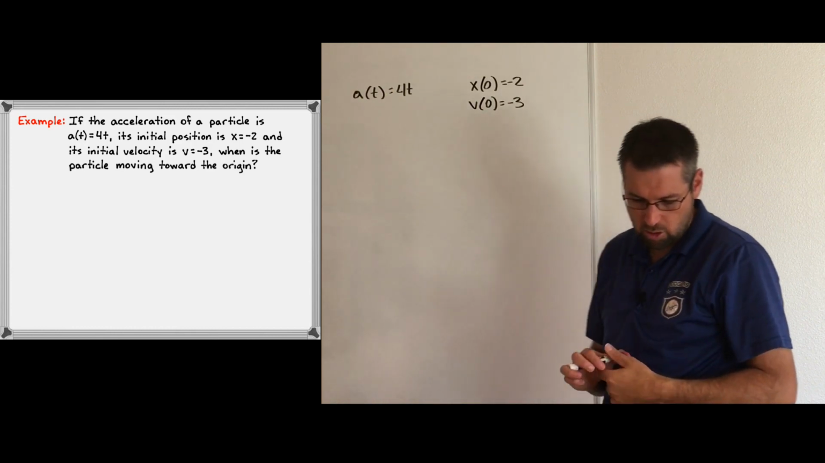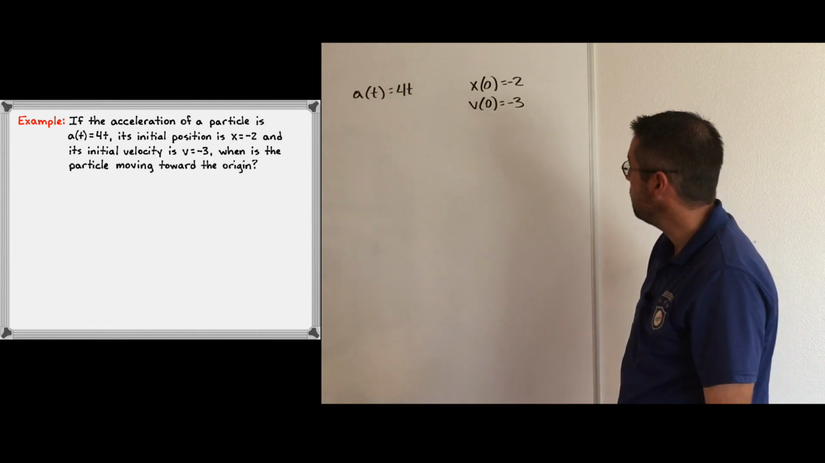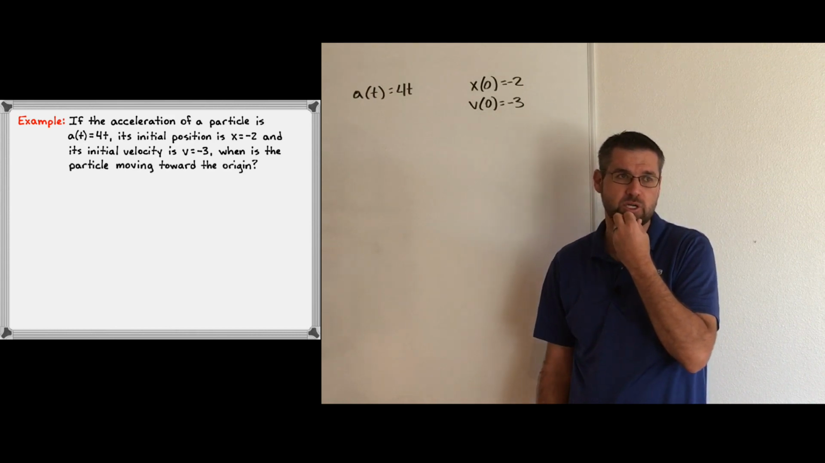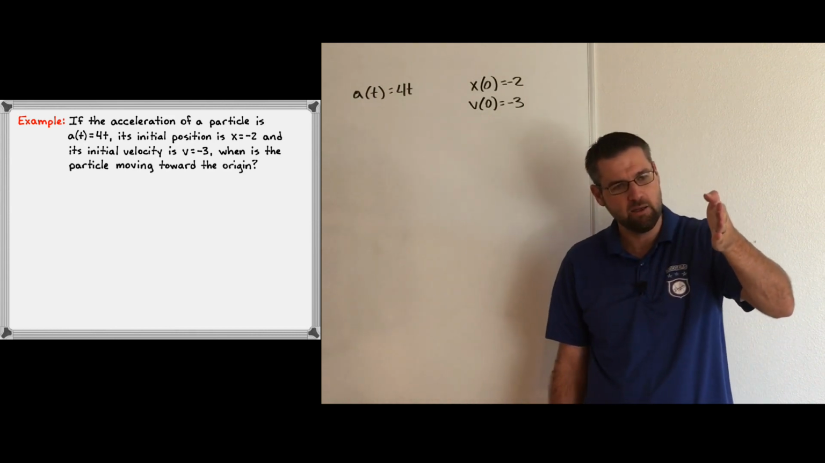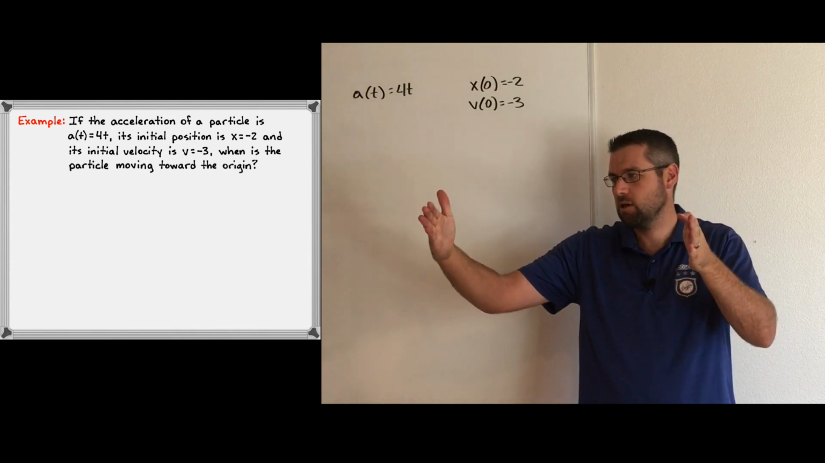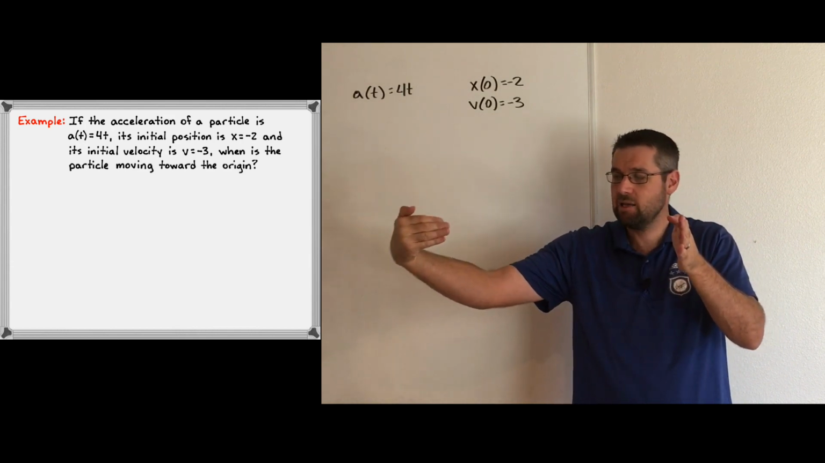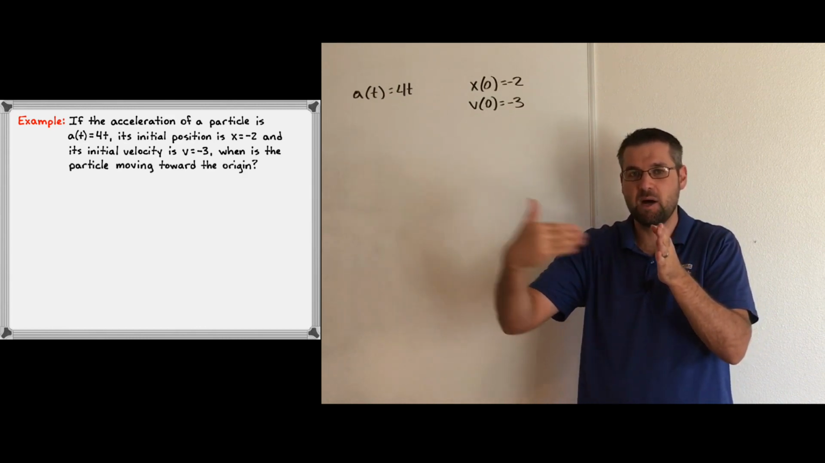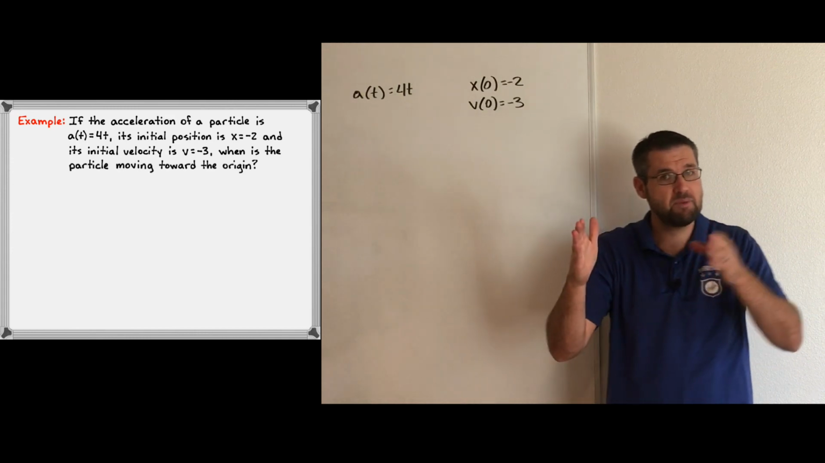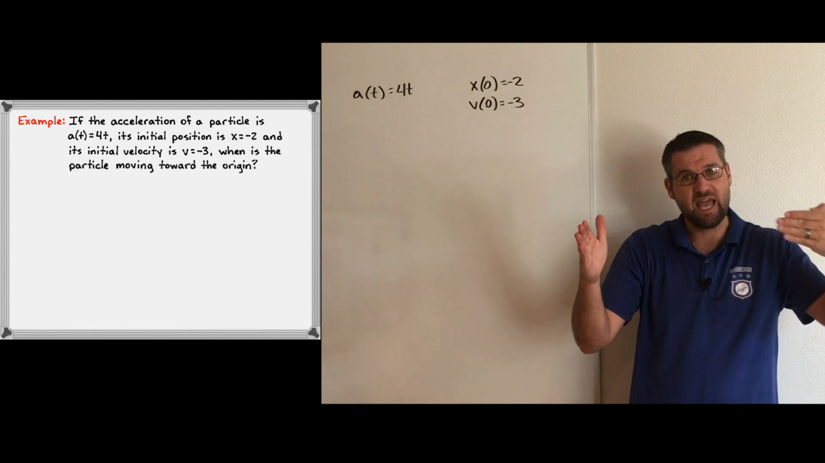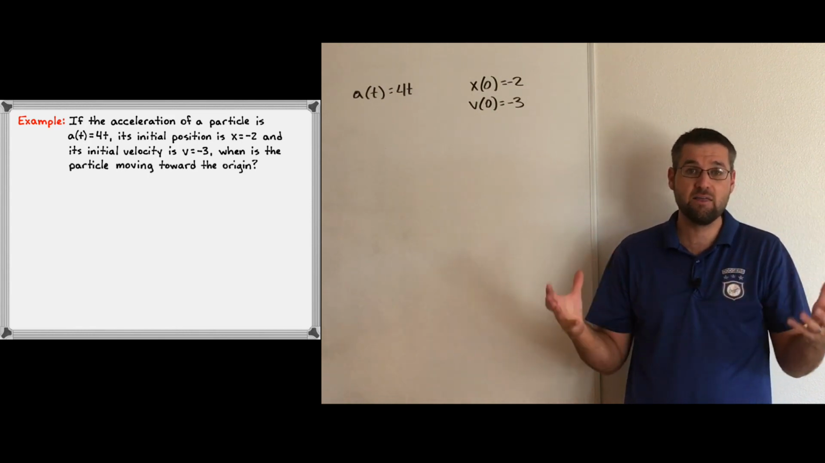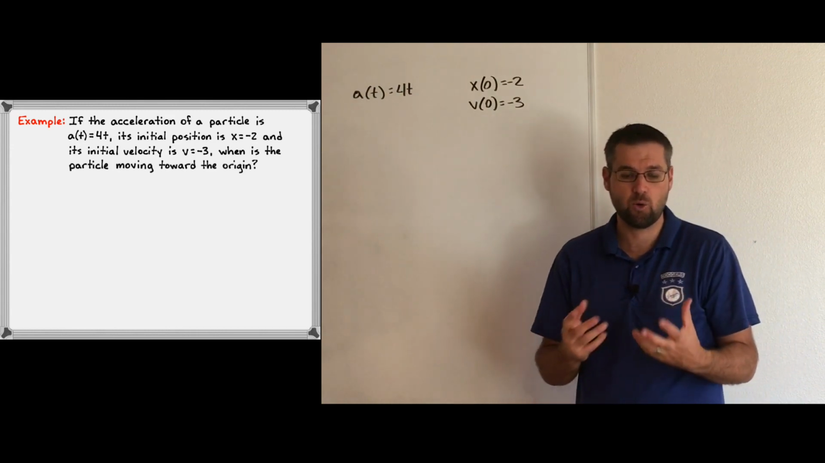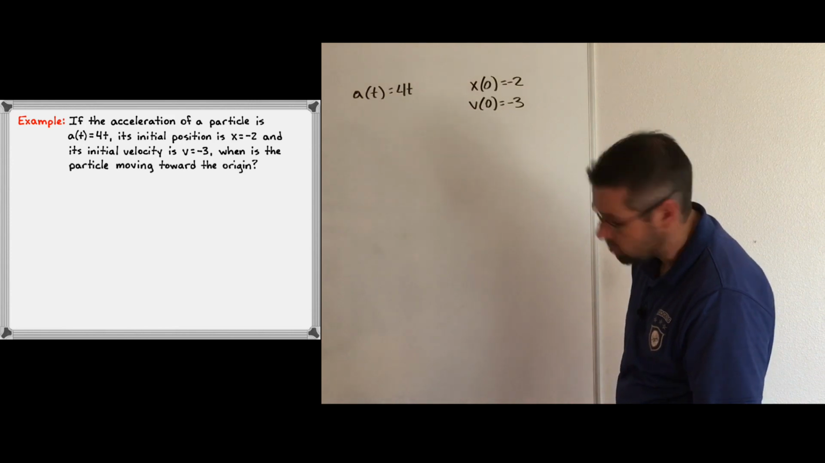And it says, when is the particle moving toward the origin? So how do we know when the particle is moving toward the origin? The particle is moving toward the origin when it is on the negative side of the origin and it's moving in the positive direction. So in other words, if the position is negative and the velocity is positive, I'm moving toward the origin. Or if my position is positive and my velocity is negative, I'm heading towards the origin. Either way, we have to figure out what our position function is and our velocity function in order to answer this question. So this is a pretty big problem here.